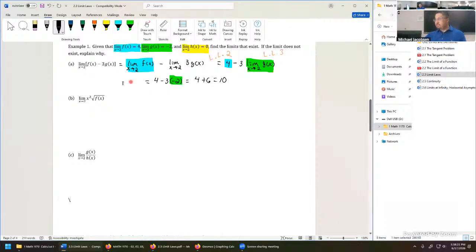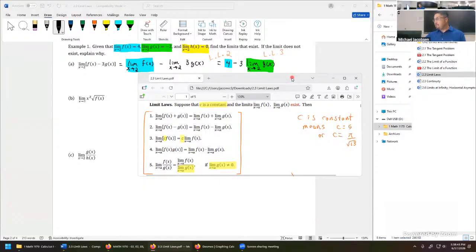What this is saying is the new function f of x minus 3 times g of x is getting closer and closer to a value of 10, as close to 10 as you would like, as the input gets closer and closer to the number 2. So we'll try it again in a couple more trickier problems. But this is pretty much par for the course on this section 2.3, using these limit laws.